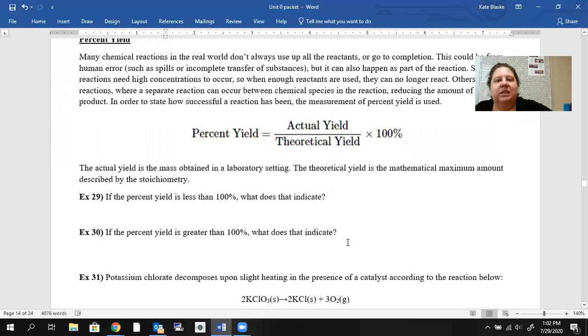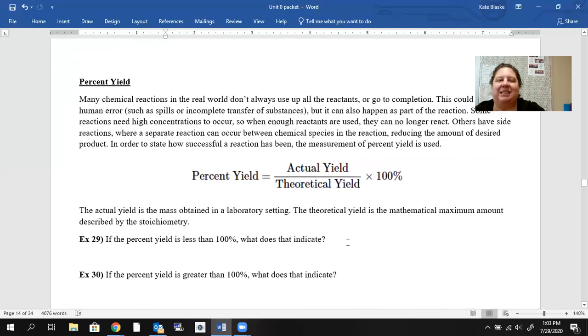The other thing that we see in here is percent yield. This does show up on the AP exam sometimes, and it's an important thing to know. When you calculate stoichiometry, the amount of product that you calculate as being the answer or what comes from that particular reactant is what is considered a theoretical yield. That's what the math tells us. Theoretically, that's how much we should be able to make.